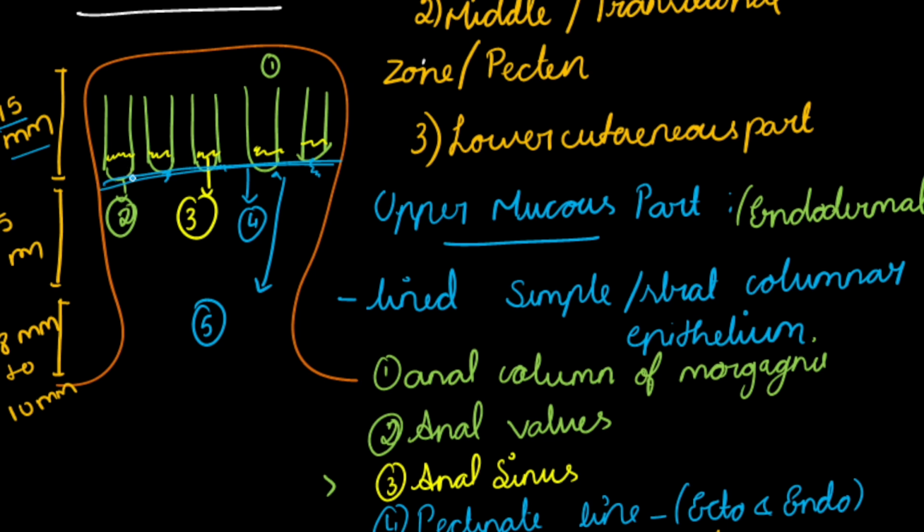And these anal valves form a transverse line called the pectinate line, and this pectinate line forms the demarcation between the ectodermal and endodermal origin. And in the case of the anal valve, we have some epithelial projections, which are also called anal papillae.